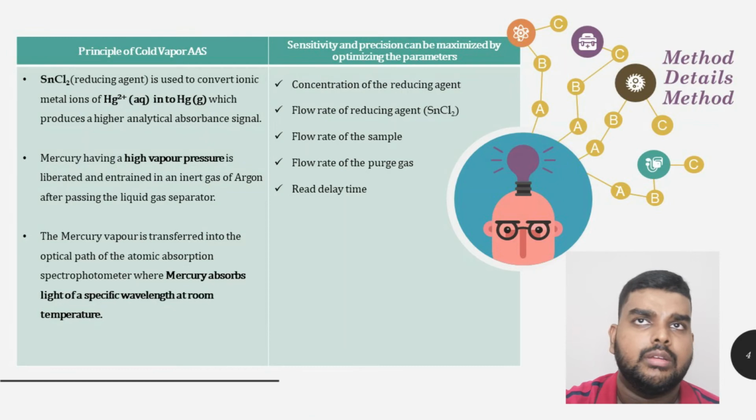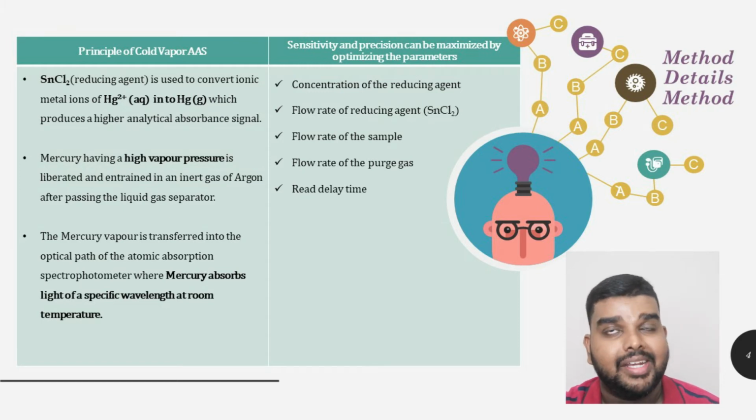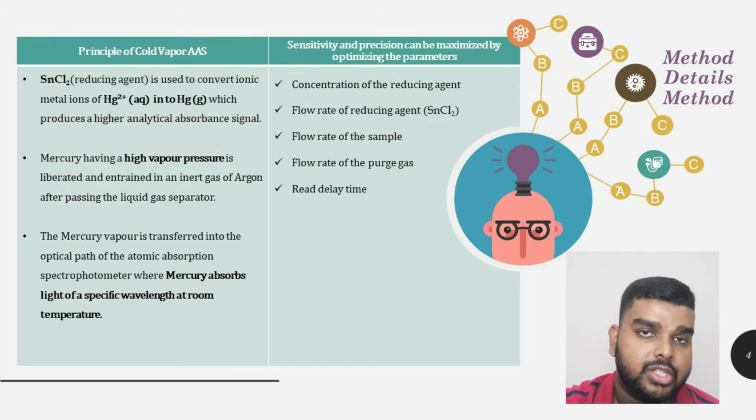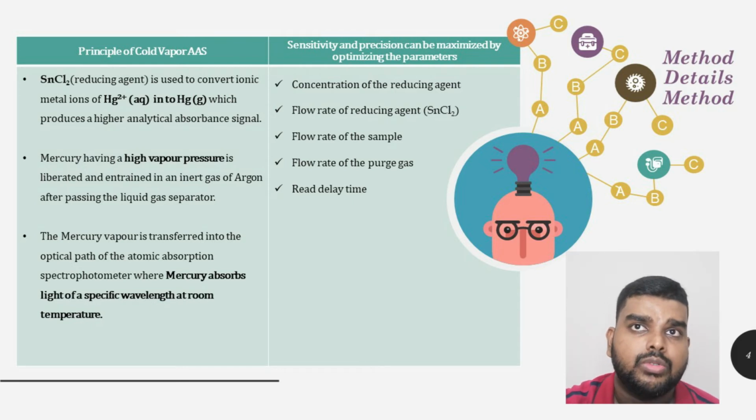Next, we focus on the principle of the cold vapor AAS, whereby first the SnCl2, which is the reducing agent, is used to convert the ionic mercury to mercury gas, which produces a high analytical absorbance signal. Mercury, which has a very high vapor pressure, is liberated and entrained into inert argon gas after passing through the liquid gas separator. Next, the mercury vapor is transferred into the optical path of the atomic absorption spectrometer, where the mercury absorbs light of a specific wavelength at room temperature.